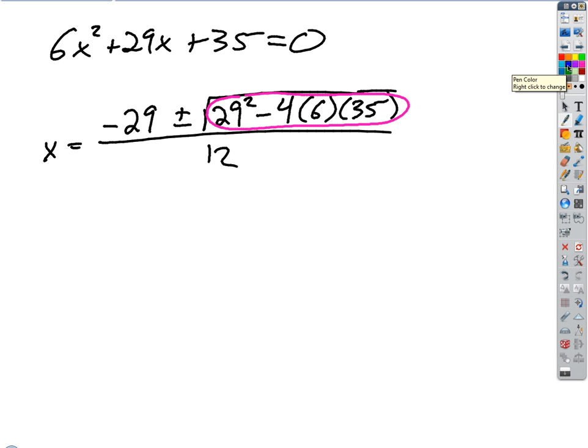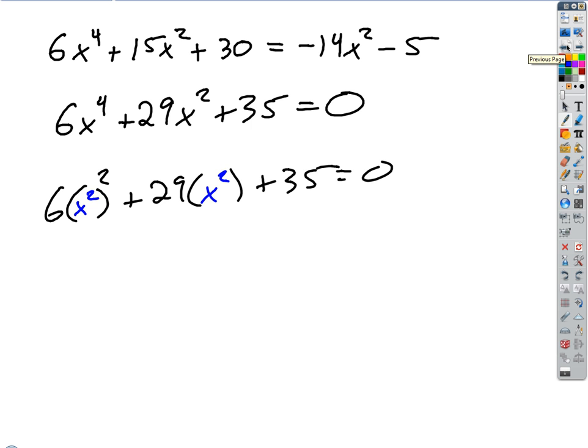So that ends up just being the square root of 1, which is 1. Okay, so we get the answers then. Negative 29 plus or minus 1 over 12, right? And we get negative 30 over 12, which reduces, or negative 28 over 12, which reduces, right? We're done. Now, this one over here makes it seemingly a little bit tougher, but not much, really, does it?